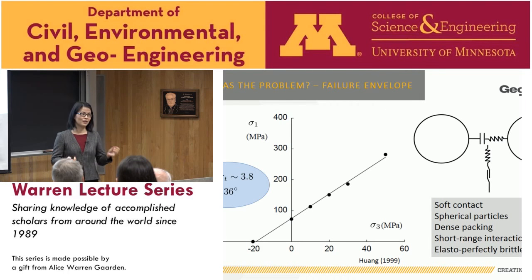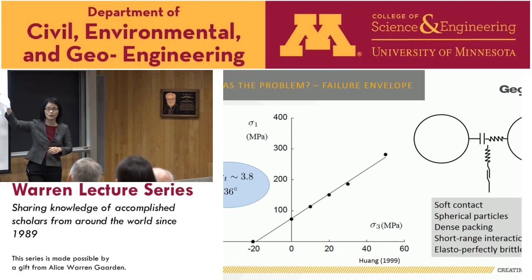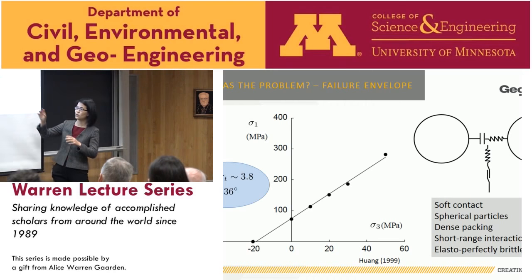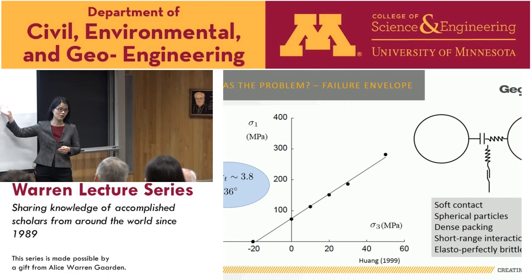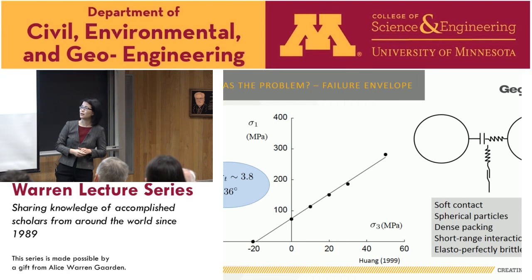I'm pretty sure this audience will be very familiar with the discrete element method, where you try to model solid behavior using collections of particles. And for cohesive material, you can bond the particles. The conventional DEM approach uses soft contact spherical particles, dense packing, short-range interactions, and very commonly, we use an elasto-perfectly brittle type of contact.